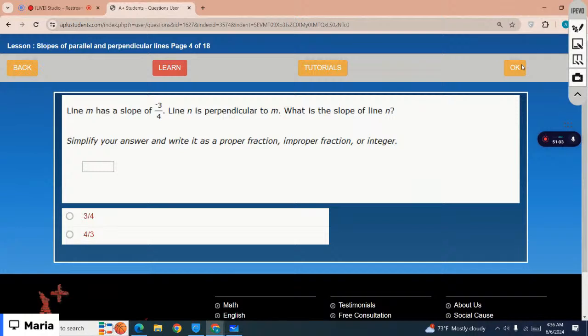Perpendicular lines have slopes that are opposite reciprocals. So the correct option is 4 over 3, it is, right? The reciprocal is 4 by 3, and the negative reciprocal means that since it is already negative, now it becomes positive. That is 4 over 3.